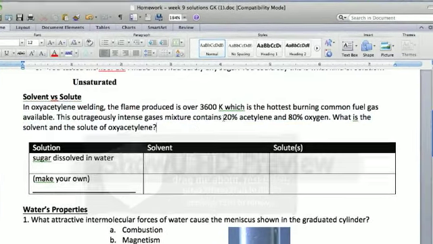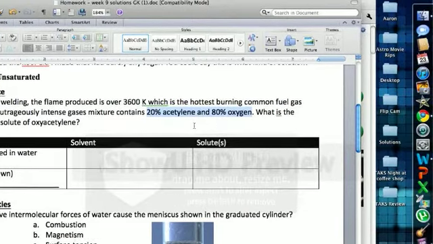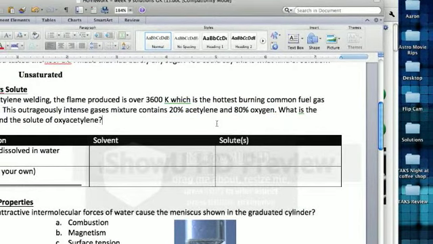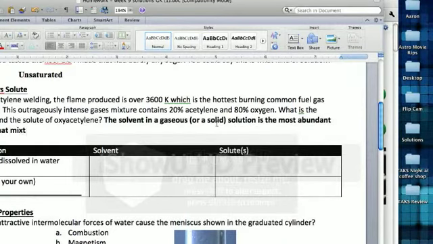To answer this question, we need to look here at the percentage breakdown of oxyacetylene gas. You also need to know that the solvent in any gaseous mixture, and I'm going to write this down for you, is whatever is the most abundant part of the mix. So I'll say that again. The solvent in a gaseous or a solid solution is the most abundant part of that mixture.